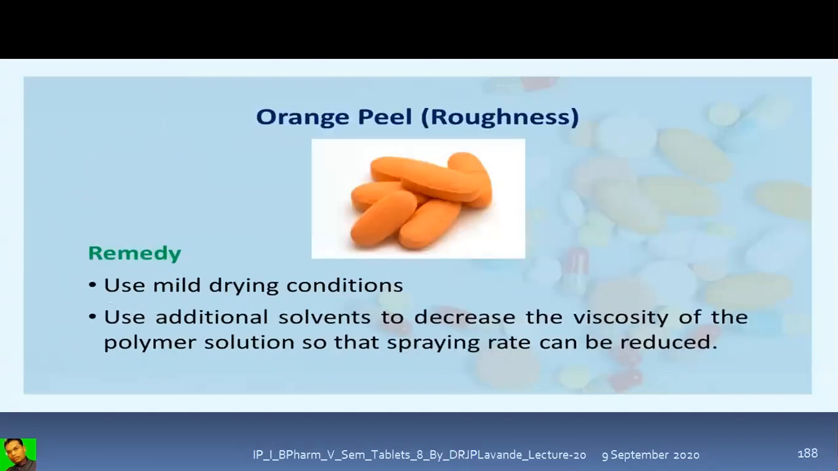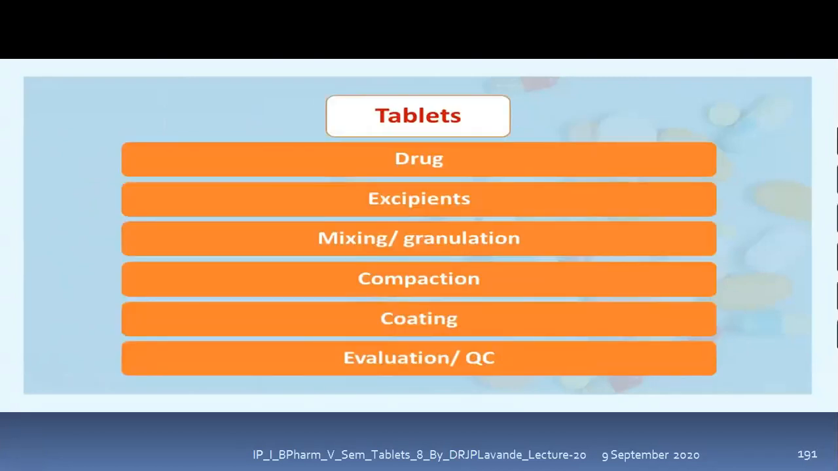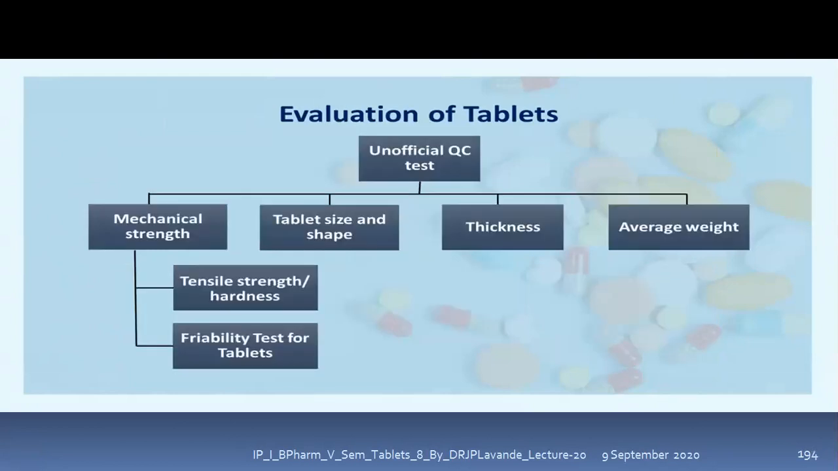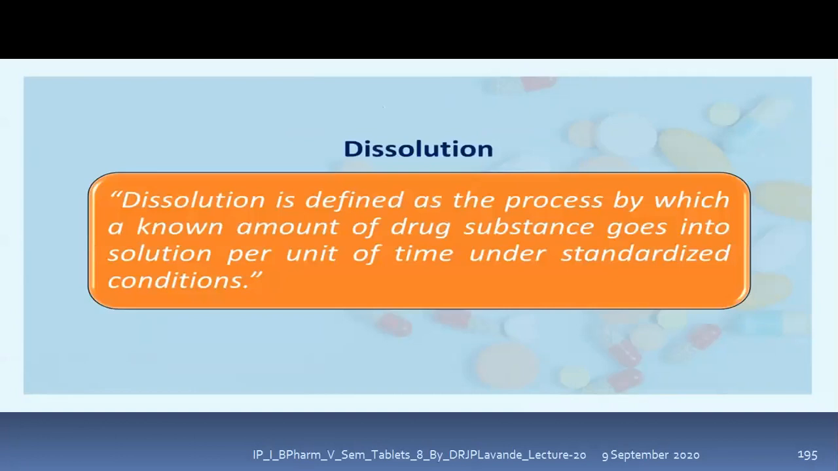And in the last, we had gone through the process of quality control. In order to get the quality, there is a need to perform the quality control tests, which are to be performed by the quality assurance and the quality control department. Three different methods are official evaluation methods: dissolution, disintegration, content variation, content uniformity, and the weight variation. All these are the official QC tests. Unofficial QC tests are the mechanical strength, that is the hardness, tensile strength, friability, tablet size, shape, thickness, and the average weight of the tablet.